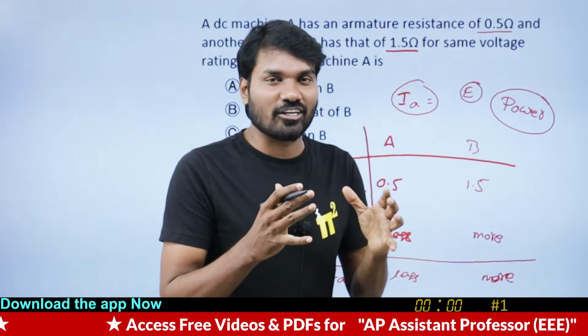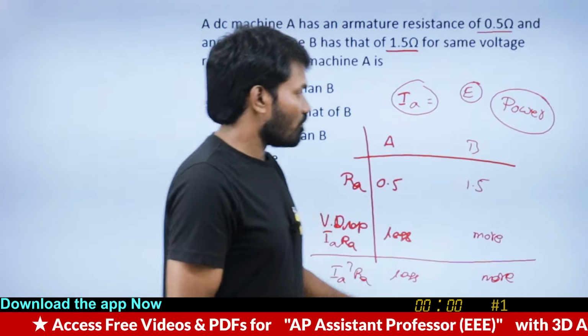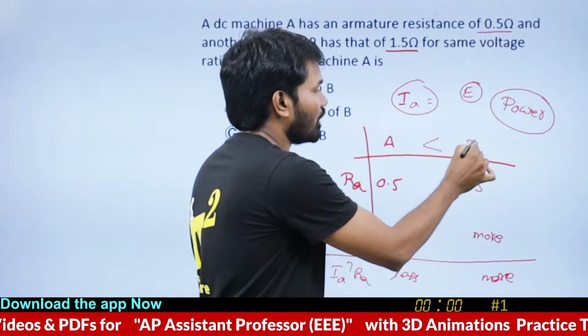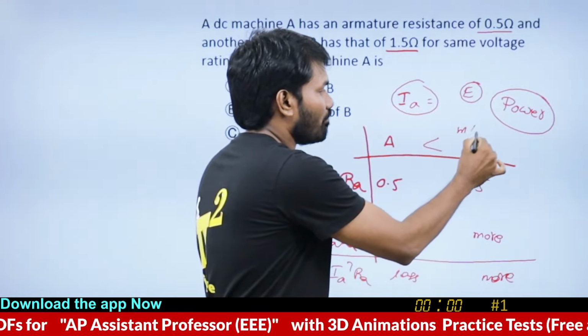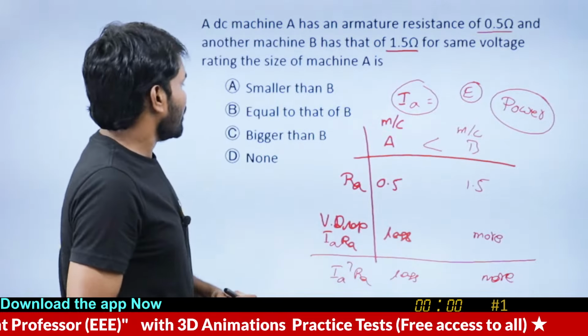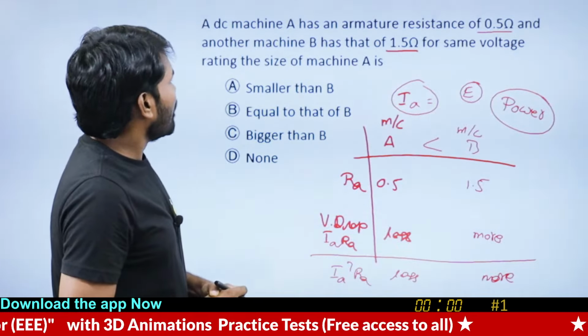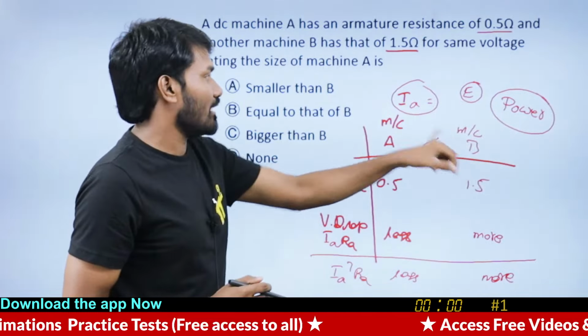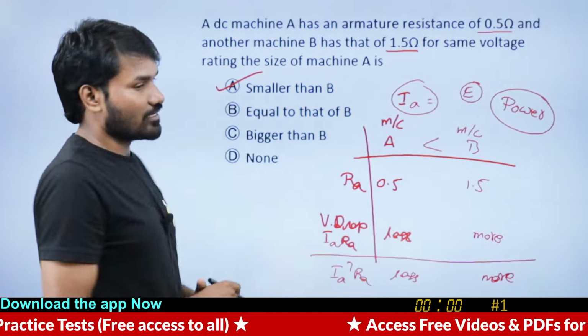Machine size will increase. So machine B is bigger in size. B is size-wise bigger compared to A. So machine A is smaller than B. That's right. Answer A is correct.